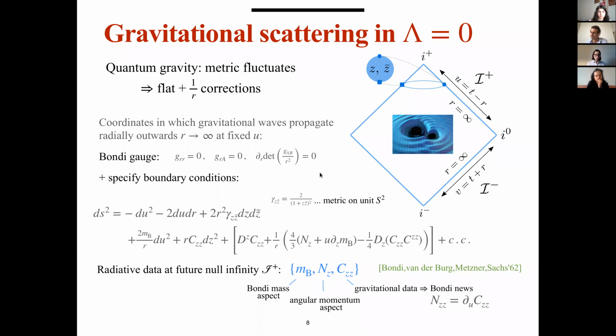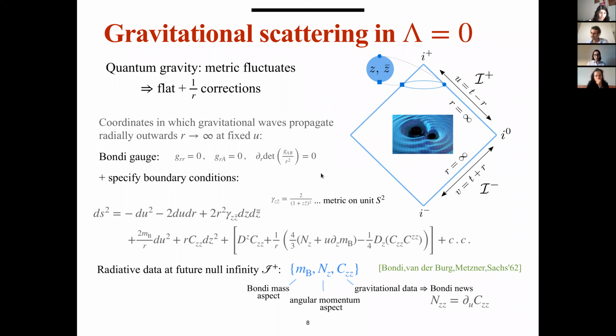Once we've fixed a suitable coordinate system, we then have to specify boundary conditions. This is in general a rather tricky business, because you want the boundary conditions to be weak enough so that you capture interesting physics. For example, you want gravitational waves to reach the boundary. But they should be strong enough so that you don't get any pathologies like energies blowing up.